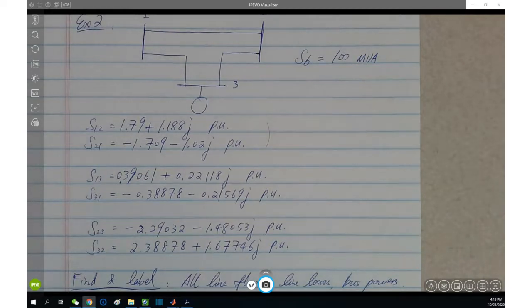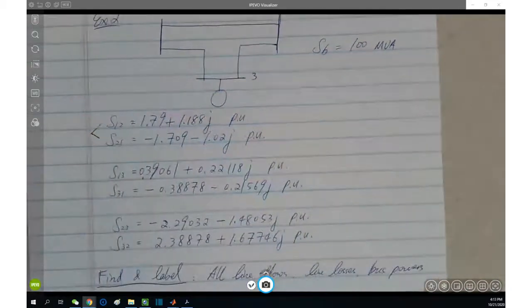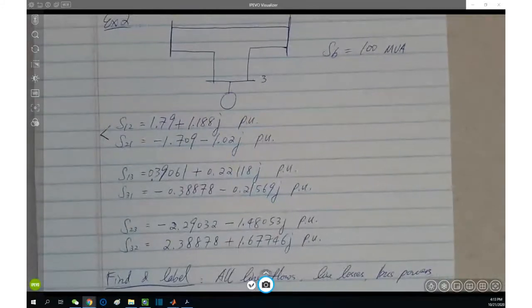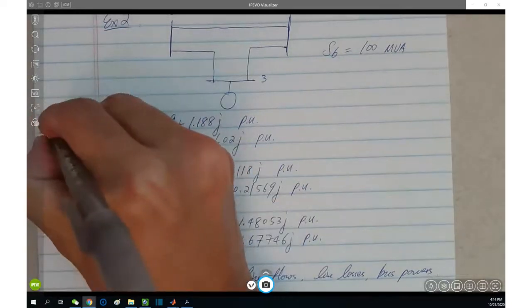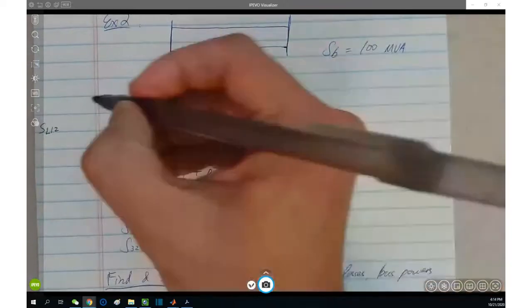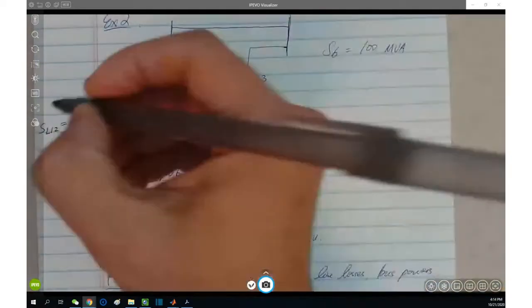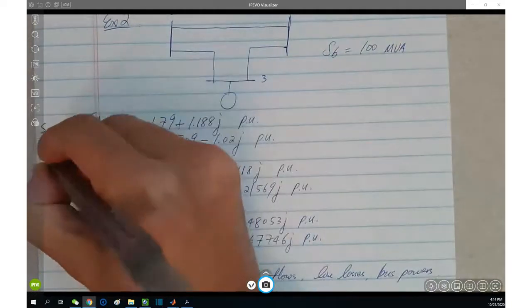All right, let's take a look at the solution here. I think it's very straightforward. First of all, we can find the line loss, right? Based on line flows S12 and S21, the line loss between bus 1 and bus 2, labeled as S sub L12, equals the sum of the two, right?